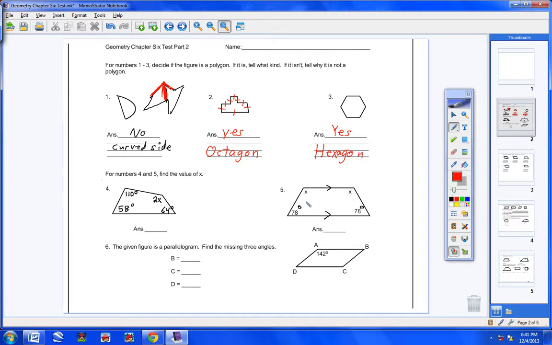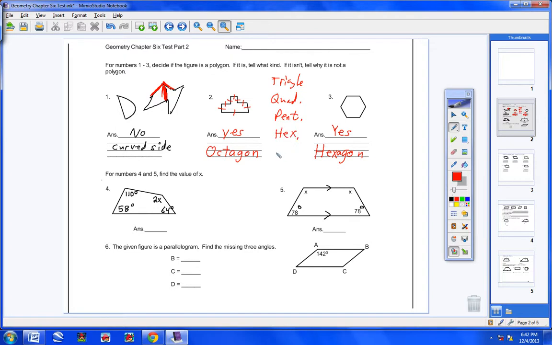Hexagon. Hexagon. There's an A right there. Hexagon. Do you want to know the names in order? A triangle is a 3-sided figure. A quadrilateral, I'm going to abbreviate as a 4-sided. A pentagon is a 5-sided figure. A hexagon is a 6-sided figure.